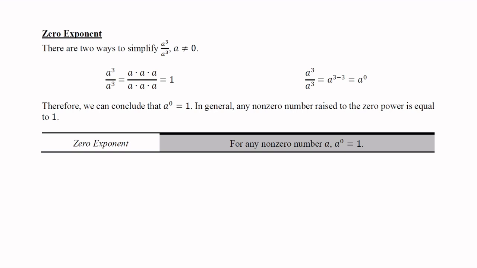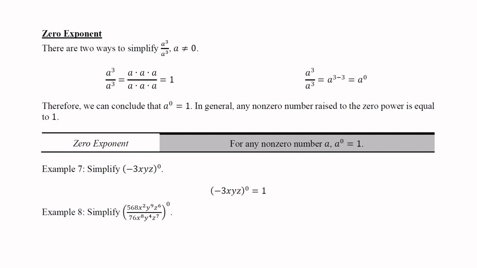So let's take a look at a couple of examples of this. To simplify negative 3xyz all to the 0 power, since everything in there is being taken to the 0 power and nothing in there is 0 itself, we can just say that this is equal to 1. It doesn't matter how complicated what we're taking to the 0 power is, as long as it's non-zero, it's going to be 1. This may be one of the easiest problems that you'll ever encounter.